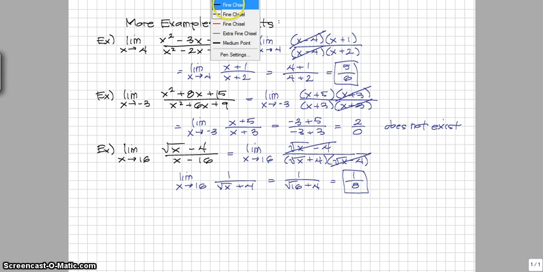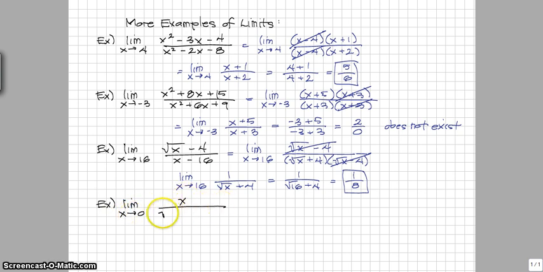Last one we're going to look at is a situation where factoring is not really feasible in this case. So we've got the limit as x approaches 0 of x over the square root of x plus 9 minus 3. Putting 0 in for x gives us 0 on the top, and root 9 minus 3, which is 0 on the bottom also.